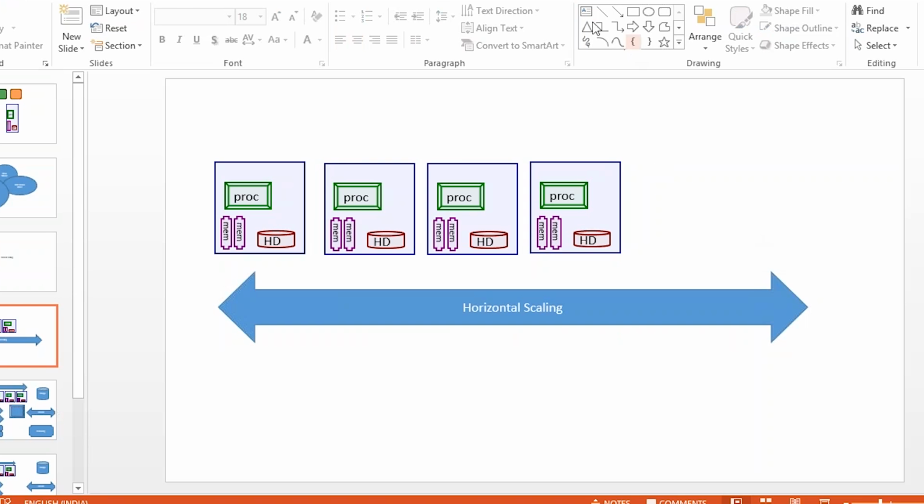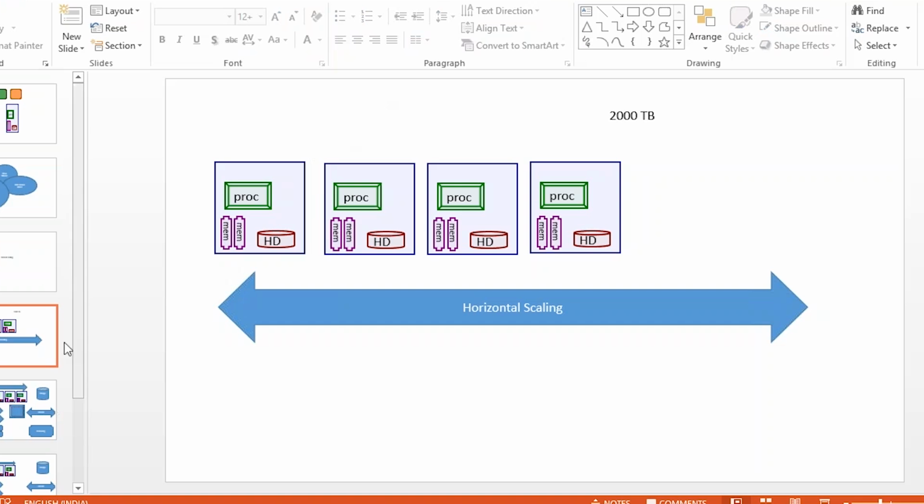Assume I need to store 2000 terabytes of data. If each machine can support 2 terabytes of data and I have 1000 machines, I can easily store 2000 terabytes of data. That is a distributed way of storing the data. Here we are talking about distributed computing.